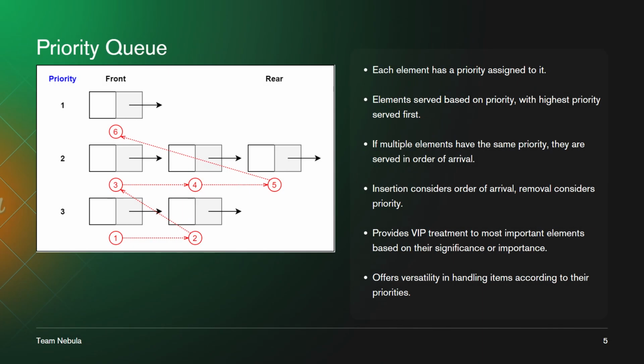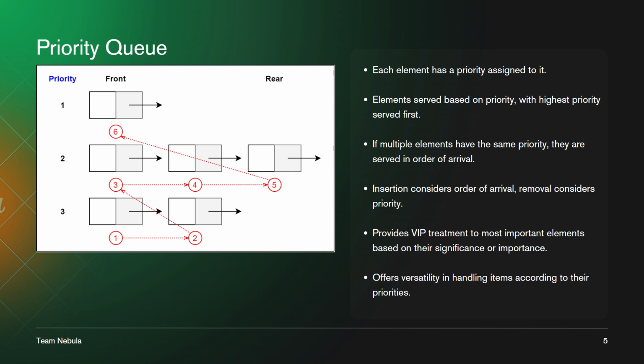And now, let's discuss the intriguing concept of the priority queue. In a priority queue, each element is not just an ordinary element, but it also comes with a priority assigned to it. This priority determines how the elements are served in the queue. The element with the highest priority gets served first, and if there are multiple elements with the same priority, they are served based on the order in which they arrived.